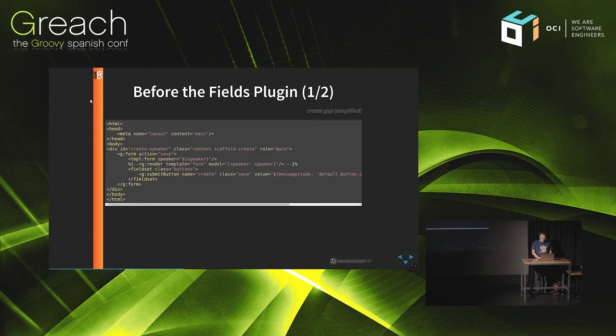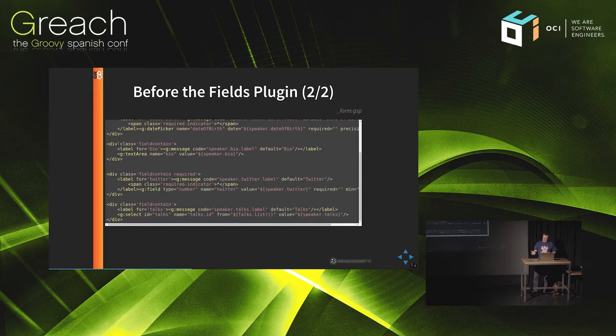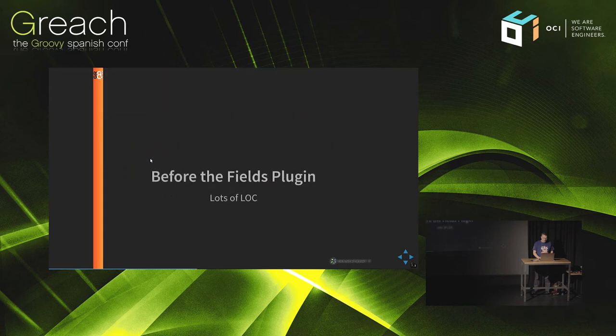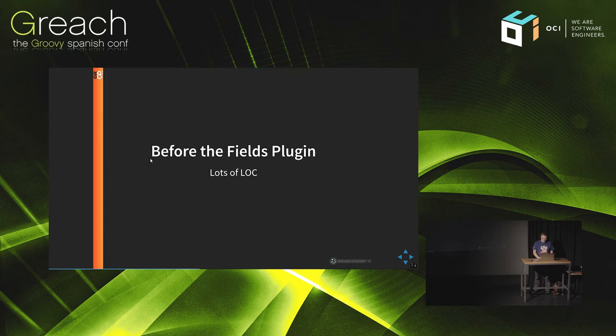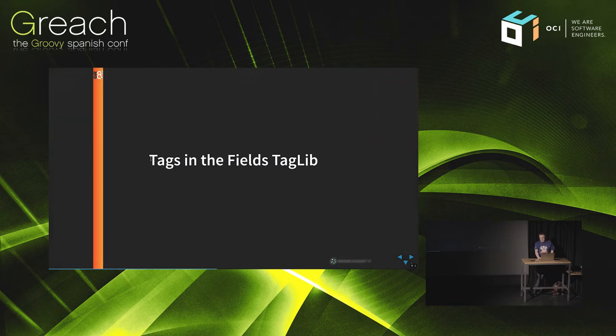And then the pesky part about it, the form itself, which is a lot of repeating labels and divs surrounding labels and so on and so forth. And it becomes really annoying and error-prone when you start copying and pasting this around. So, in all, a lot of lines of code. And right now, with the Fields plugin, we'll stay dry. So, there are 7 tags in the tag library for the Fields plugin.